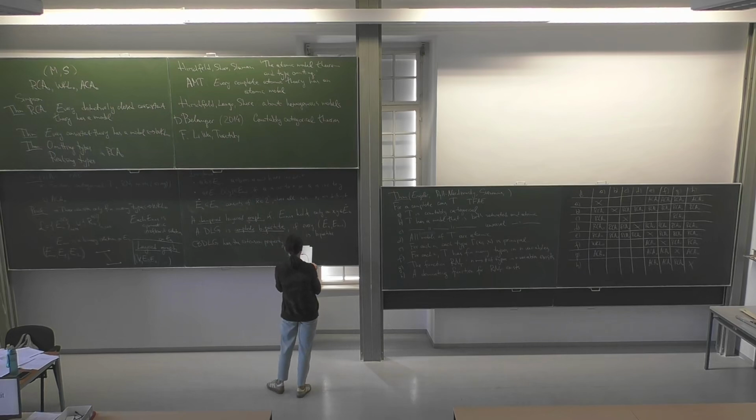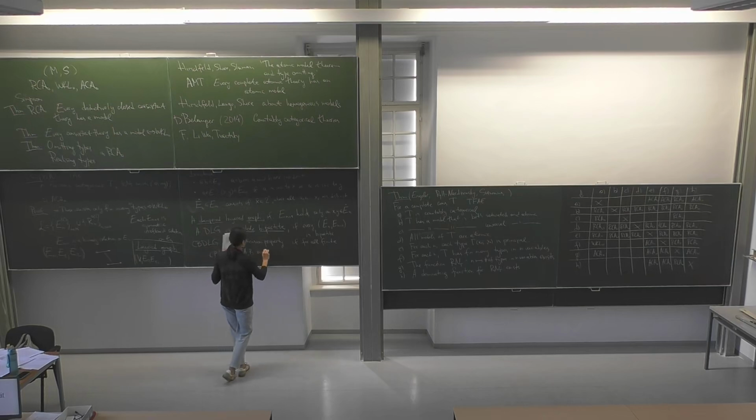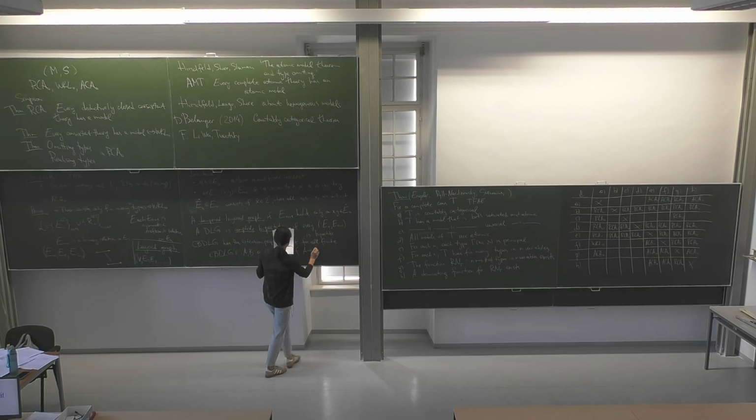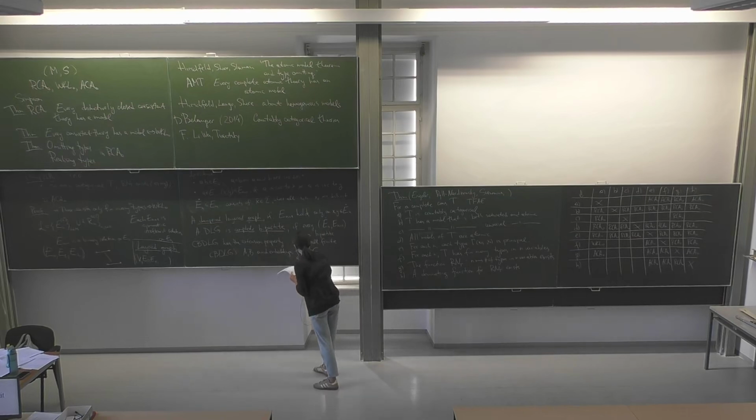Okay, I'm too slow, but I'm almost done. A graph has the extension property if for all finite graphs with this property, A and B, and embeddings f from A to B and g from A to G, this is the usual idea of extension, there is an embedding h from B to G.